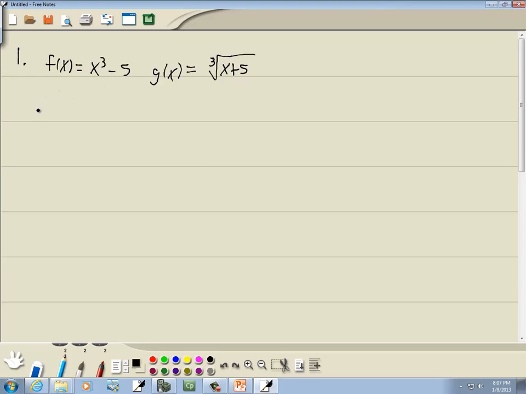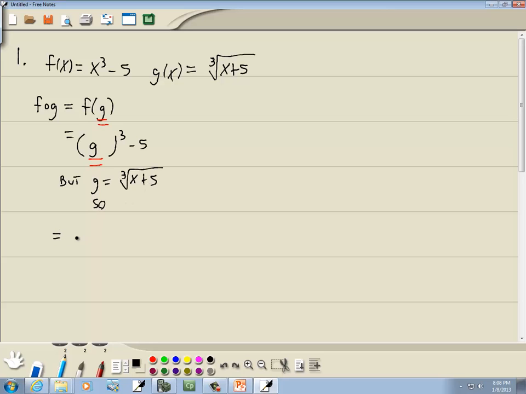So the first thing we're going to do is find a composition of f and g. Well, that's the same as f of g. And this is just evaluating a function. So we're going to take our f of x, which is x to the third minus 5. Where x is, we'll put in parentheses. Everything else remains the same. And whatever is inside the parentheses right here is what we're going to put in down here. So we're going to put g in there. But g is equal to the cube root of x plus 5.